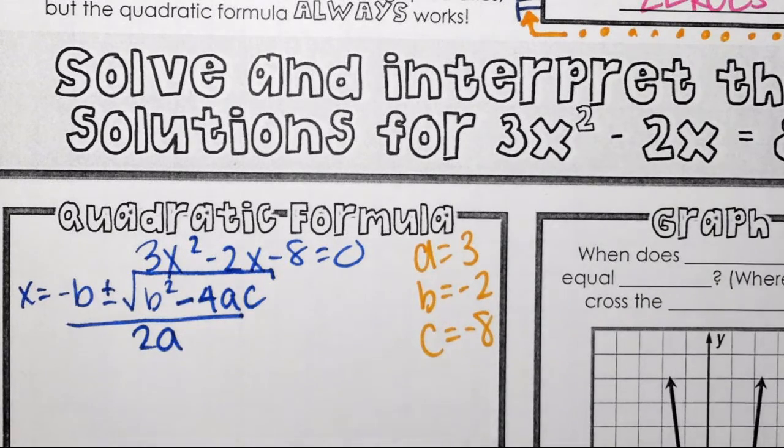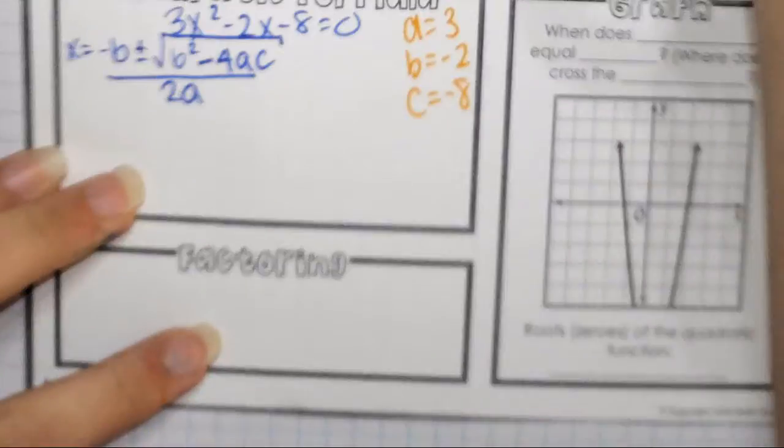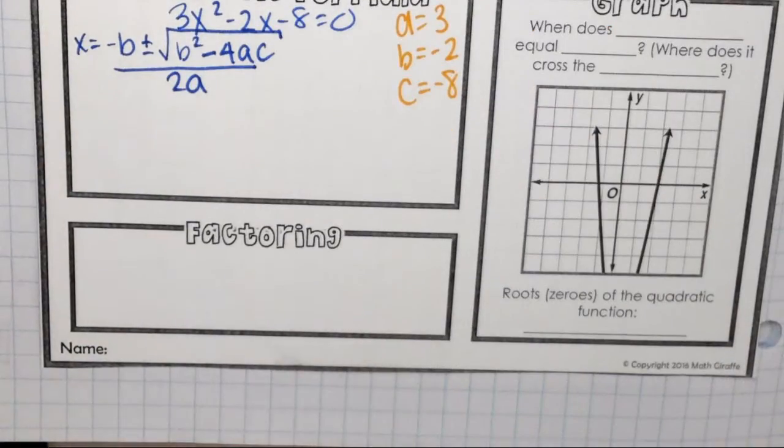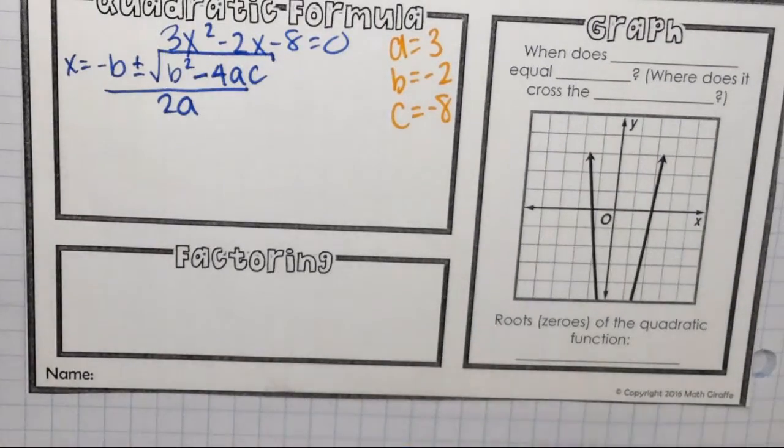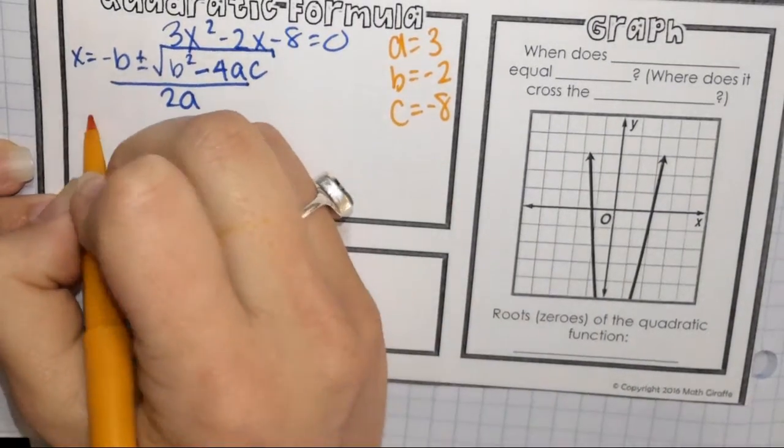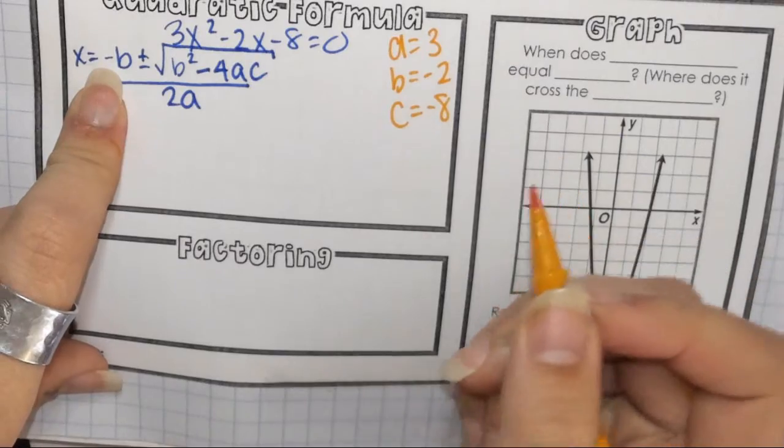All right, are we ready to plug in? Or can you try it without me? We're going to do this last one together, then you're going to have 2 homework problems, okay? All right, opposite of B.